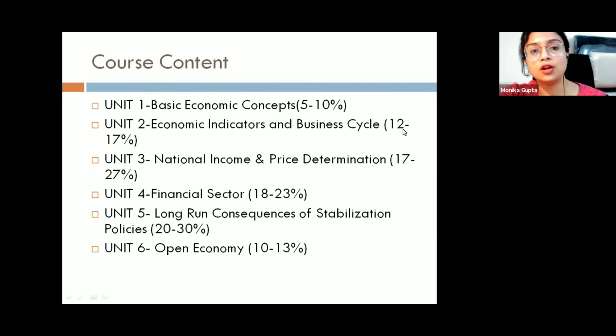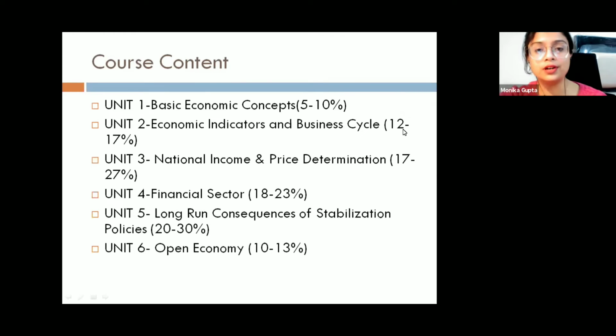And unit 5 is all about long-run consequences of stabilization policies. So here we generally talk about the long-run growth of the economy. We talk about the long-run aggregate supply, the PPC curve, and how my economy is performing in the long run. Here we also talk about the Phillips curve and the relationship between inflation and unemployment with the help of the Phillips curve.